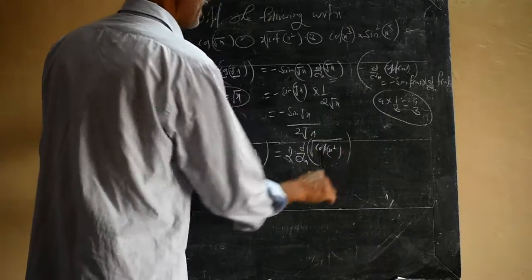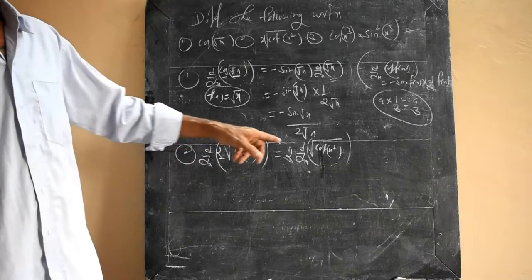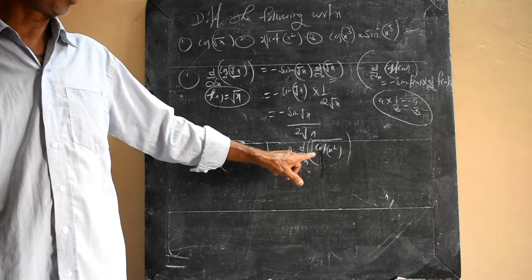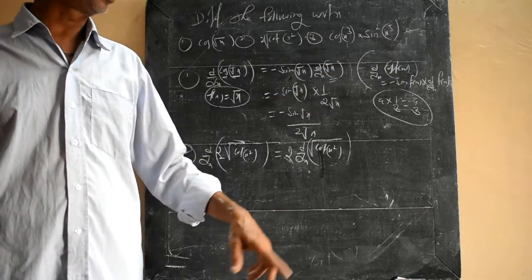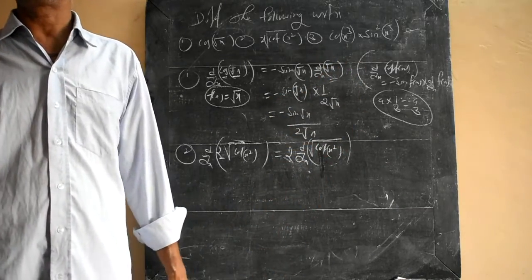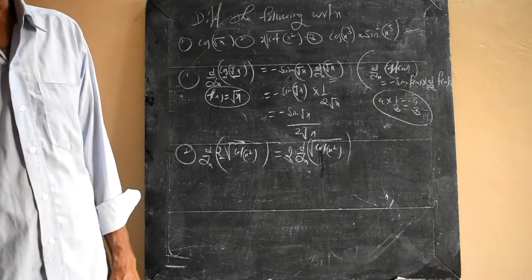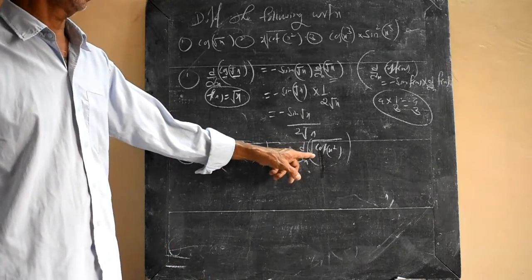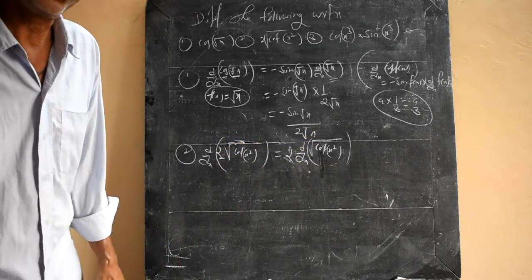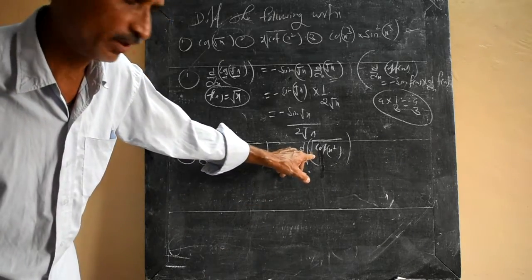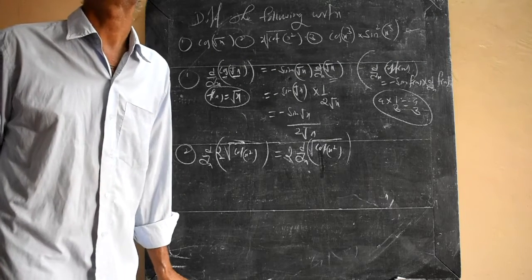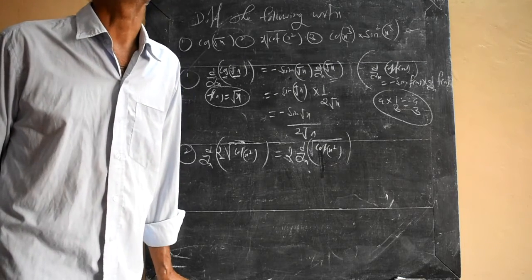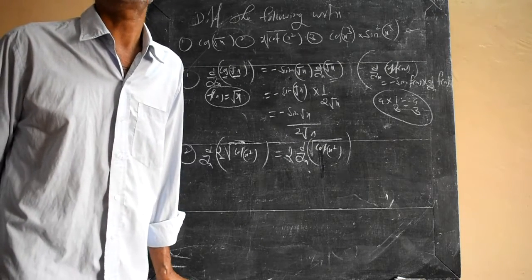Now look here, at the outset, which type of differentiation is it? It seems to be root of cot x square, meaning it is root f of x. Really it is root f of x differentiation. What is the differentiation of root f of x? First of all, it is root f of x differentiation. It is 1 upon 2 root f of x into d by dx of f of x.